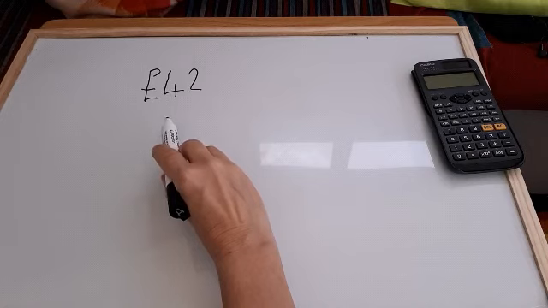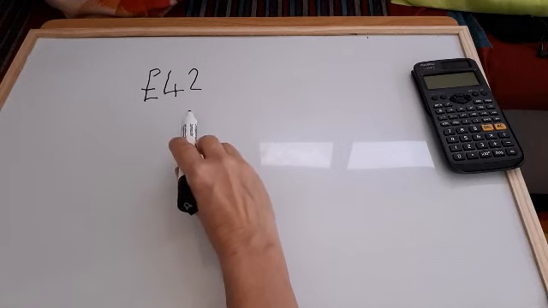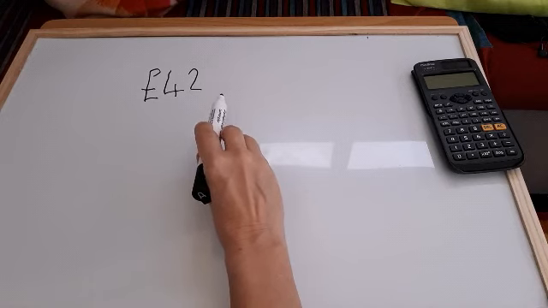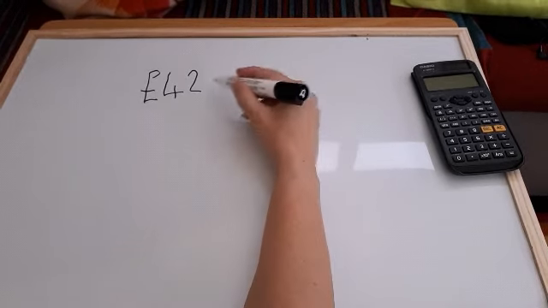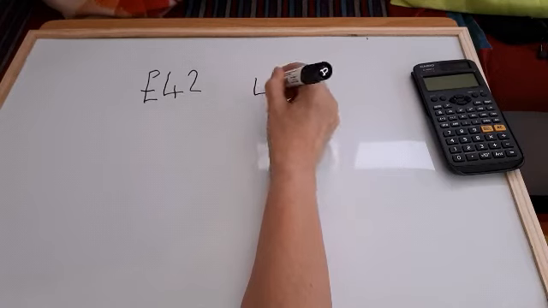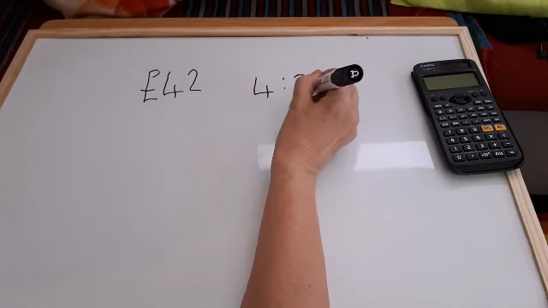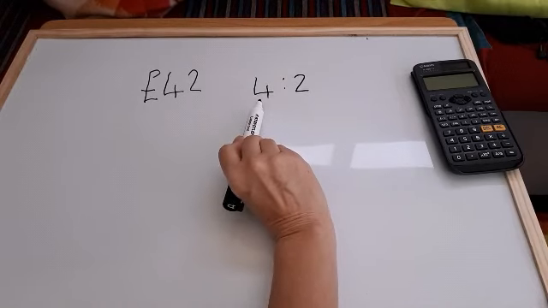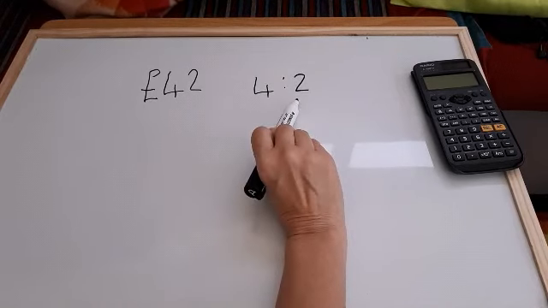But sometimes sharing isn't always like that. It's sharing in a ratio where one person might get more than the other. Let's share this £42 in the ratio 4:2. This means that every time the first person gets £4, the second person gets only £2.